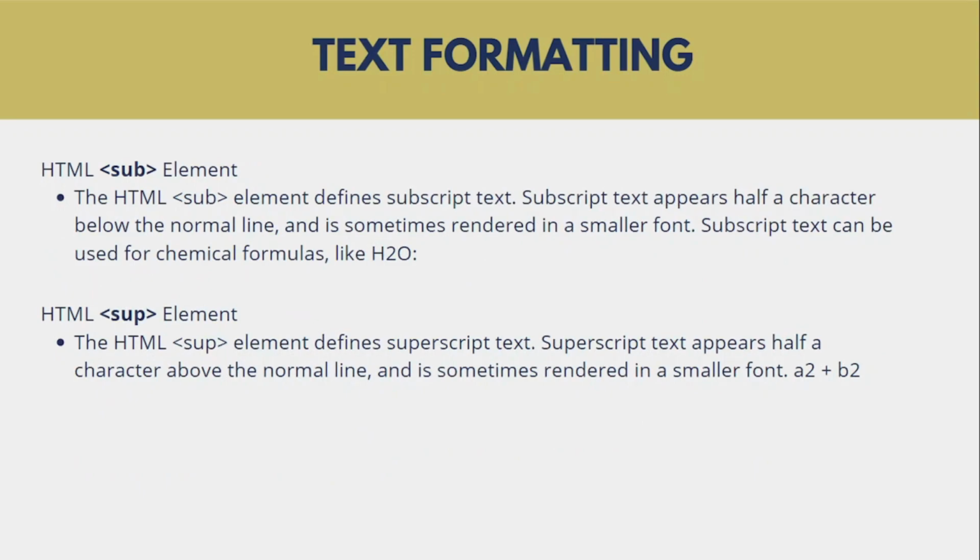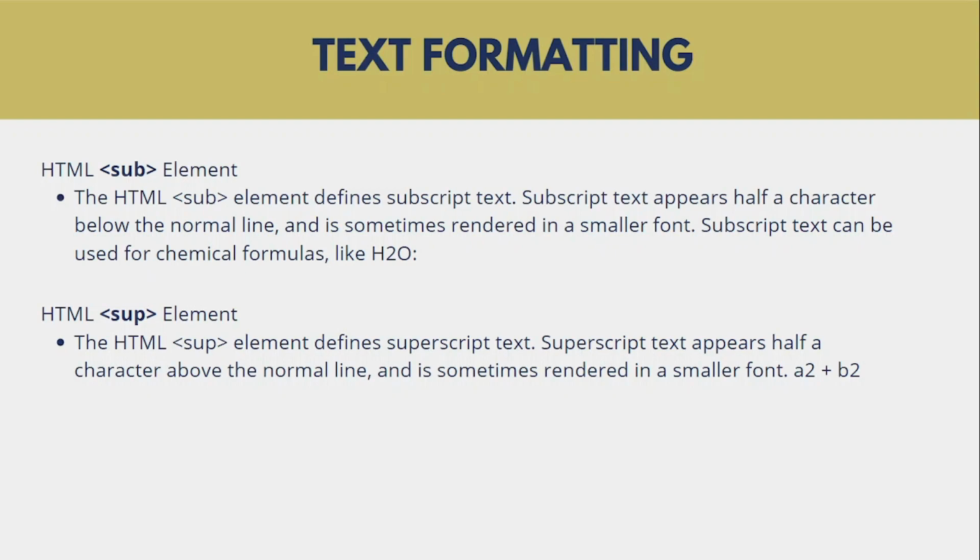The sub element defines subscript. Subscript text appears half a character below the normal line and is sometimes rendered in a smaller font. Subscript text can be used for chemical formulas like H2O and other elements. And sup tag defines the superscript text, like formula a square plus b square. This kind of formula you use superscript. So let's understand it by doing.